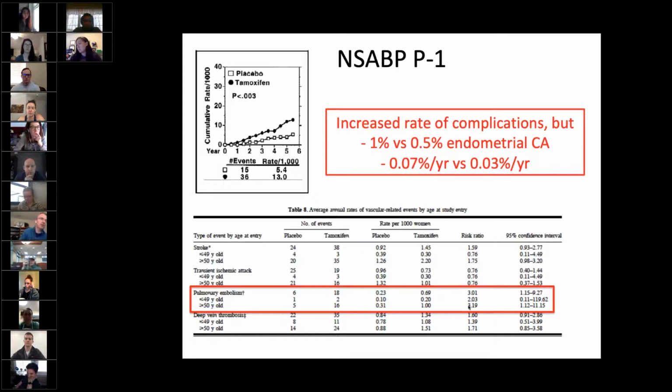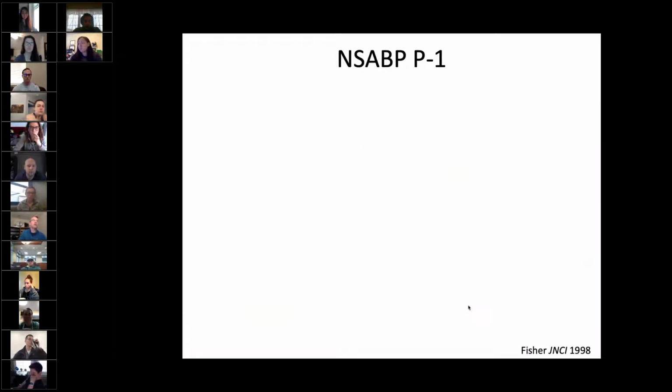So increased rate of complications, but again, it's 1 versus 0.5% risk of endometrial cancer at 5 years, and very, very low rates of thromboembolic events, but it does put you at slightly increased risk for that.